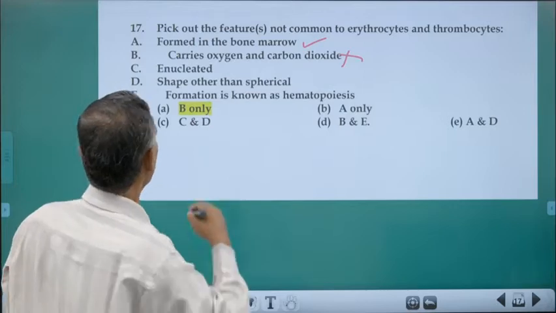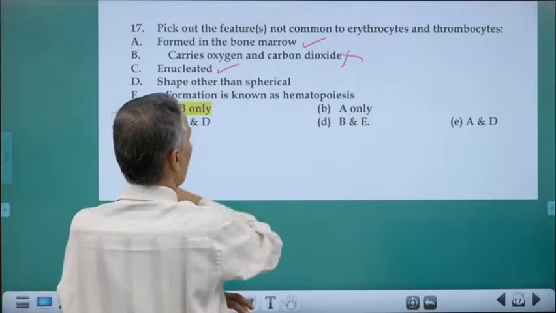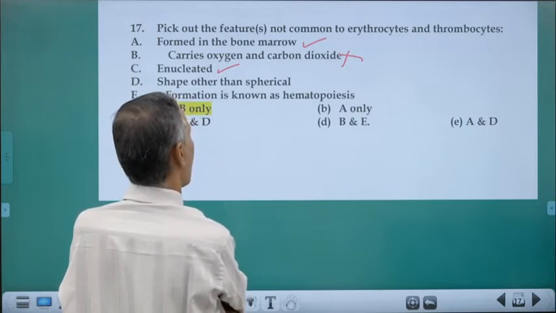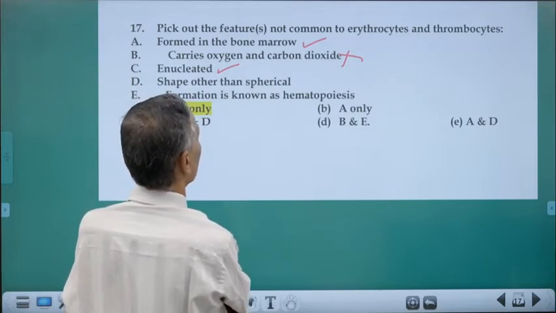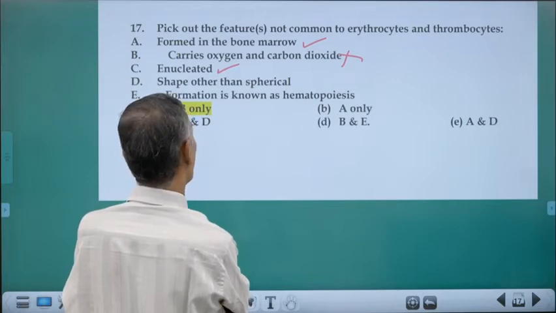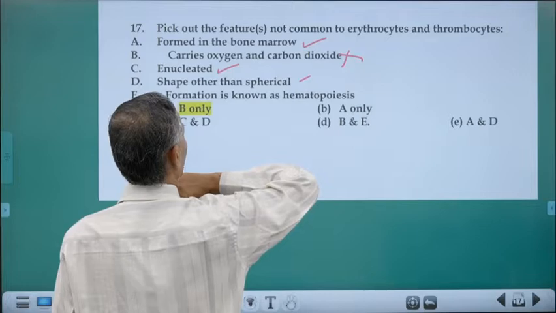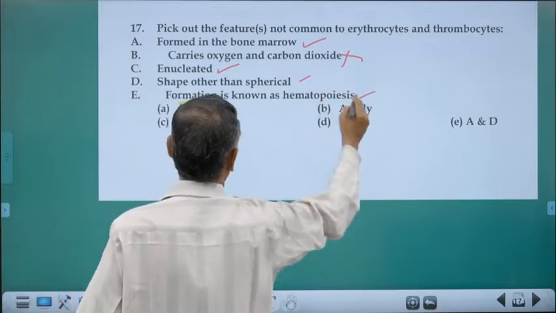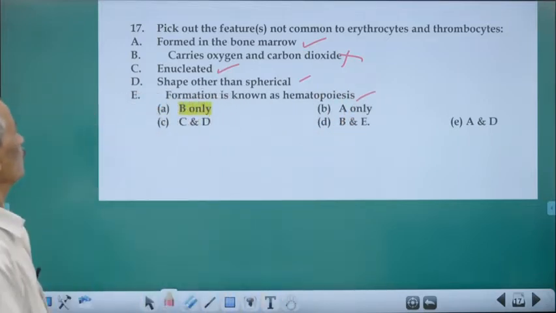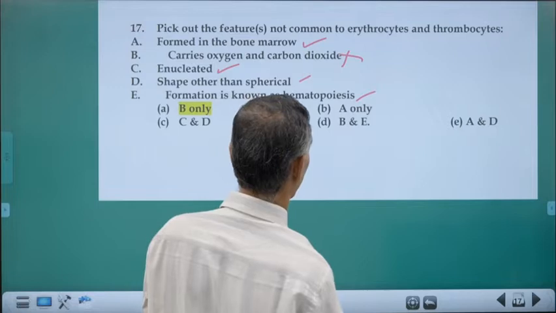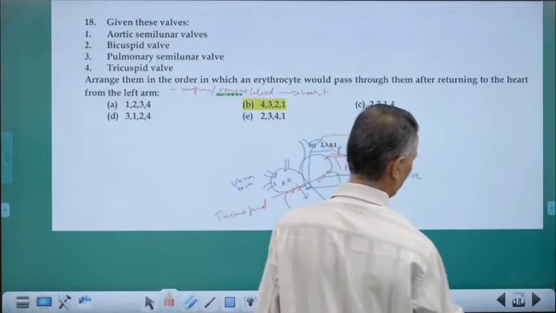Both of them are enucleated, that is correct. When mature, RBC is having no nucleus. Shape other than spherical: RBC is a biconcave disc, and thrombocytes are having no such shape. They are platelets. Formation is known as hemopoiesis. Blood cell formation is generally called hemopoiesis. So only B can be the correct answer, which is not common for these two. Others are all common.